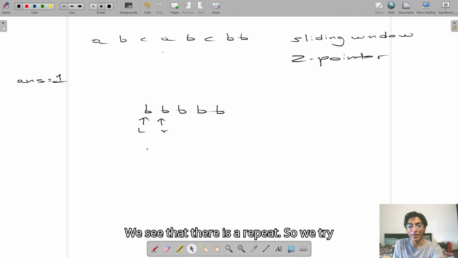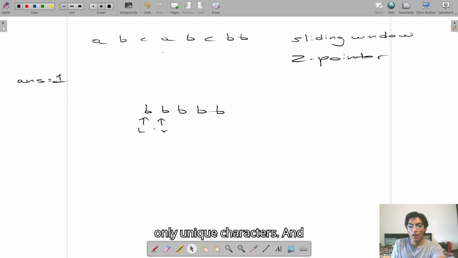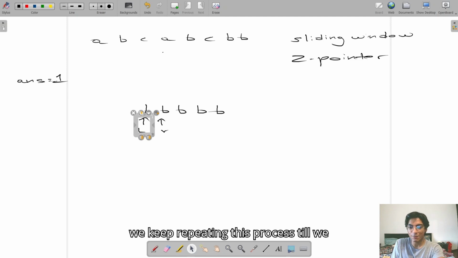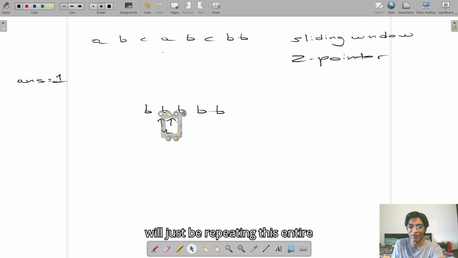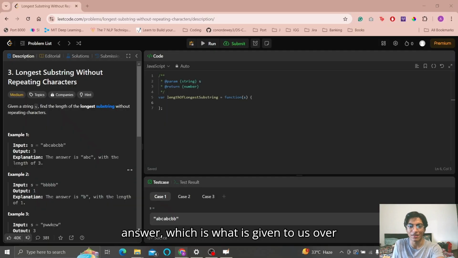We see that there is a repeat. So we try to move the left pointer till we find a substring which has only unique characters. And we keep repeating this process till we find our answer. In this example, I'm sure you can clearly visualize that we will just be repeating this entire process. So the answer will remain 1 till the very end, and that will be our answer, which is what is given to us over here.